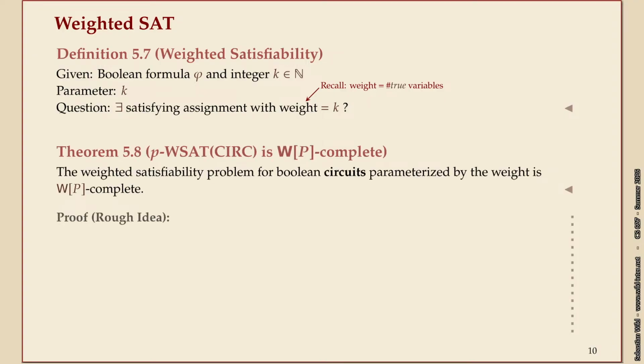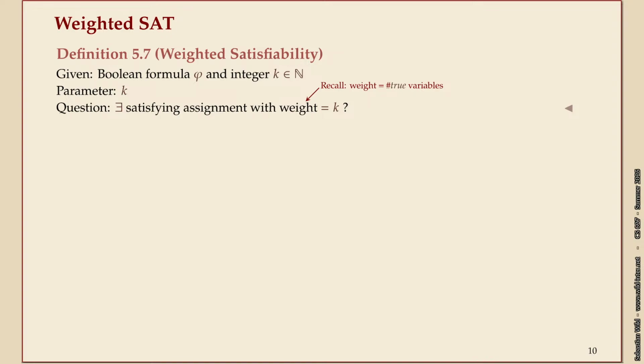So let's show that this is indeed in WP first. So what would we do to solve that problem? Well, same algorithm as for p-clique. Because you're restricted to a weight k assignment, you can guess the subset of variables that you set to true, and then you evaluate the formula under that assignment and see if it is indeed true. Easy.